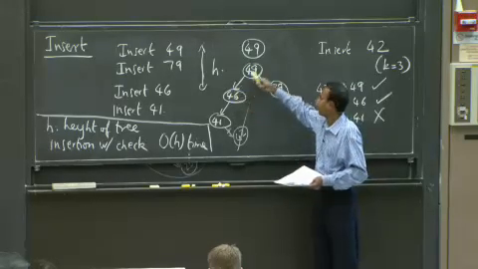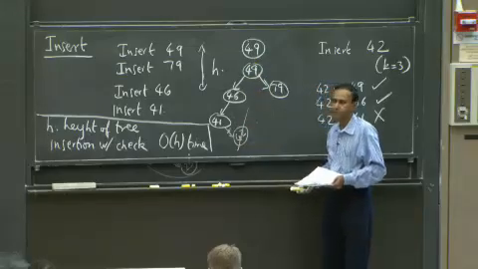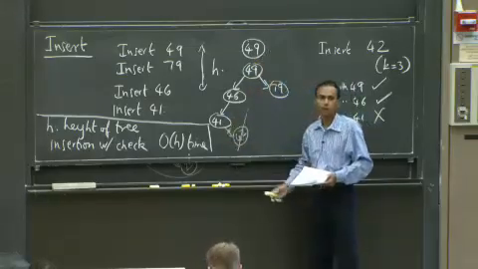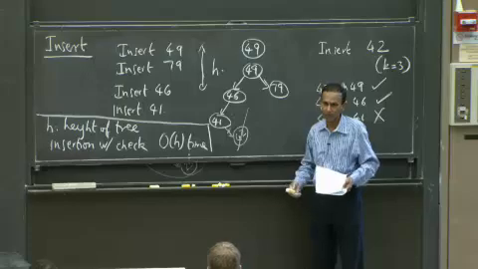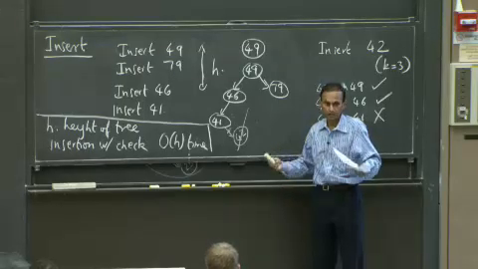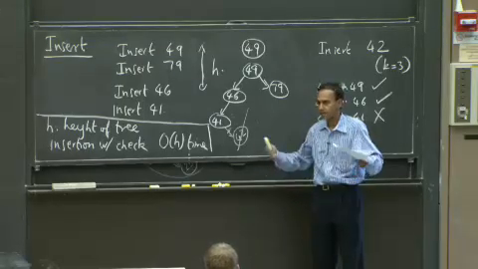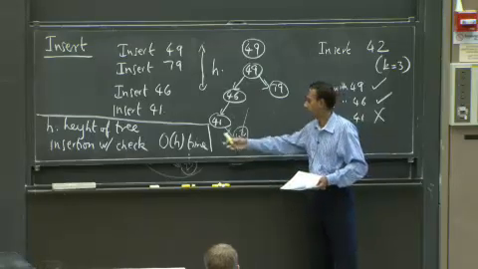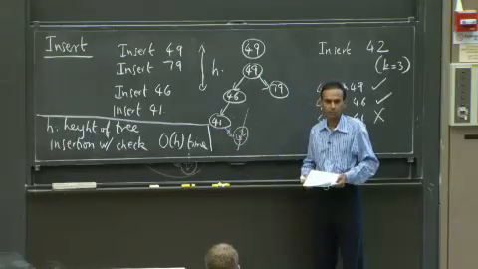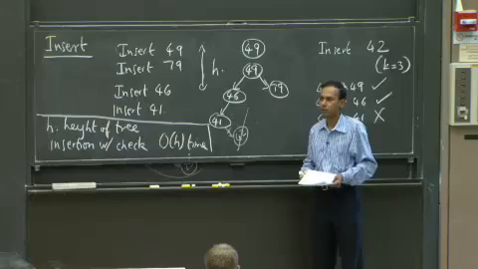If h is the height of the tree, as you can see, you're just following a path, and depending on what the height is, you're going to do that many operations, times some constant factor, and so you can say that this is order h time. Any other questions?